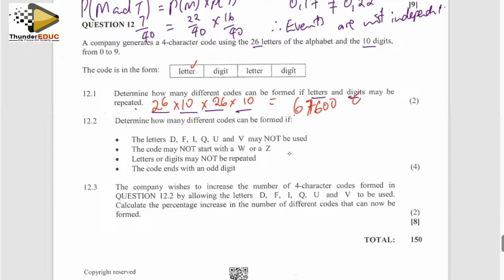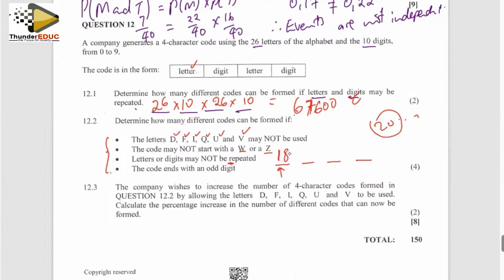Then 12.2, they want us to determine how many different codes can be formed if we have a whole lot of conditions. Let's see, 1, 2, 3, and 4. These letters may not be used. So it's 1, 2, 3, 4, 5, and 6, which means we have 20 letters to play with. Then the code may not start with a W or a Z. So which means the starting letter will be -2 there, which means we have 18 options to get the starting letter, okay? Then letters or digits, we're not repeating them, okay?